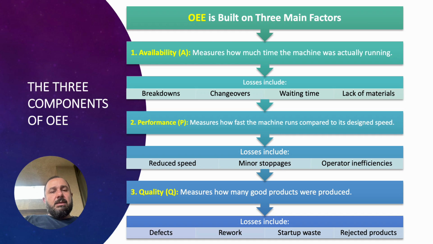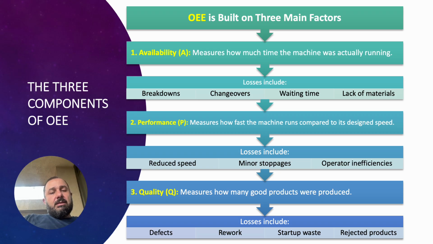So OEE is built on three main factors, as we said before: availability, performance, and quality. Availability is looking at how much time the machine is actually running. If I'm giving you 8 hours, is the machine running 8 hours, or 6 hours, or 5 hours, or not running at all? Most of the losses that affect availability are breakdowns, changeovers, waiting time, lack of materials, or maybe lack of electricity sources, and other things.